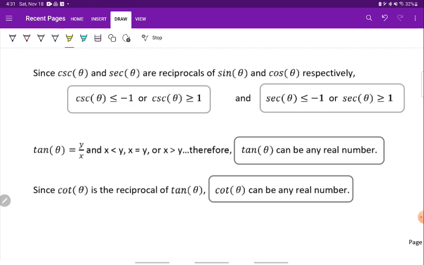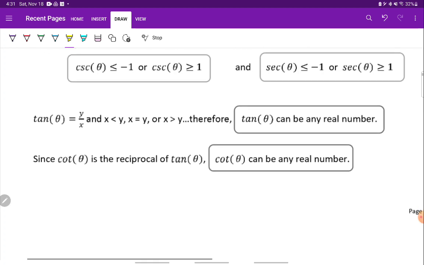Tangent is y over x, and sometimes x is less than y, sometimes they're equal, sometimes x is greater than y. Therefore, that ratio, y over x, can be any real number. Cotangent is the reciprocal of tangent, and similarly, having that ratio x over y, sometimes x is bigger, sometimes it's smaller, sometimes they're the same, cotangent can also be any real number.